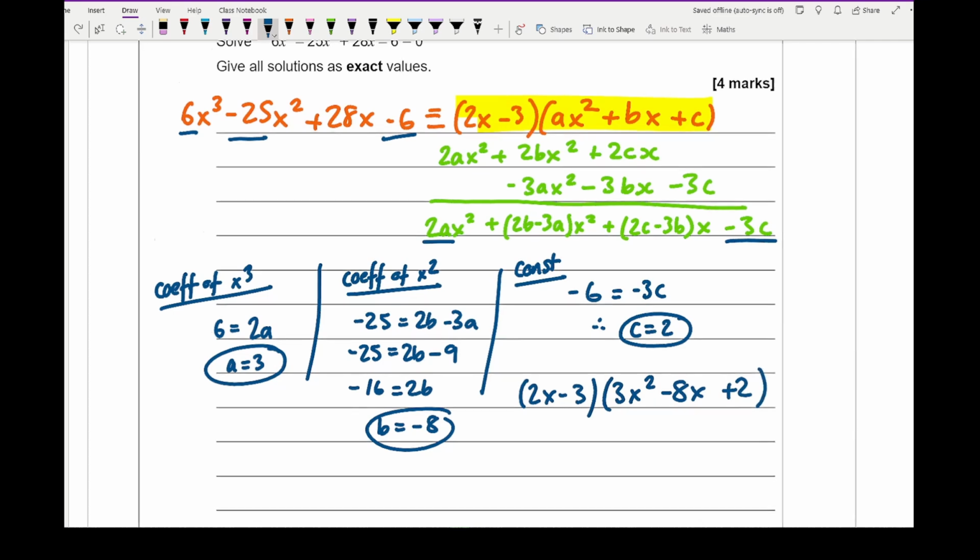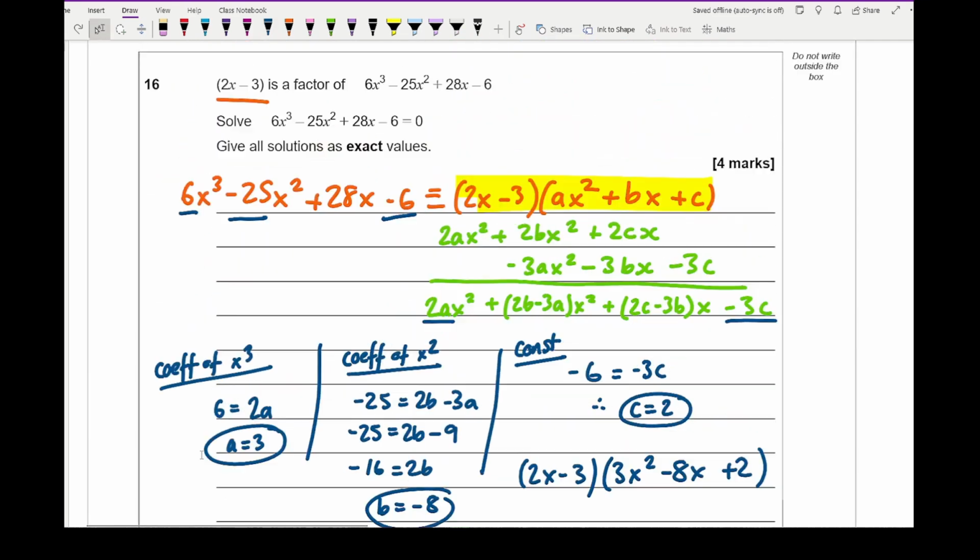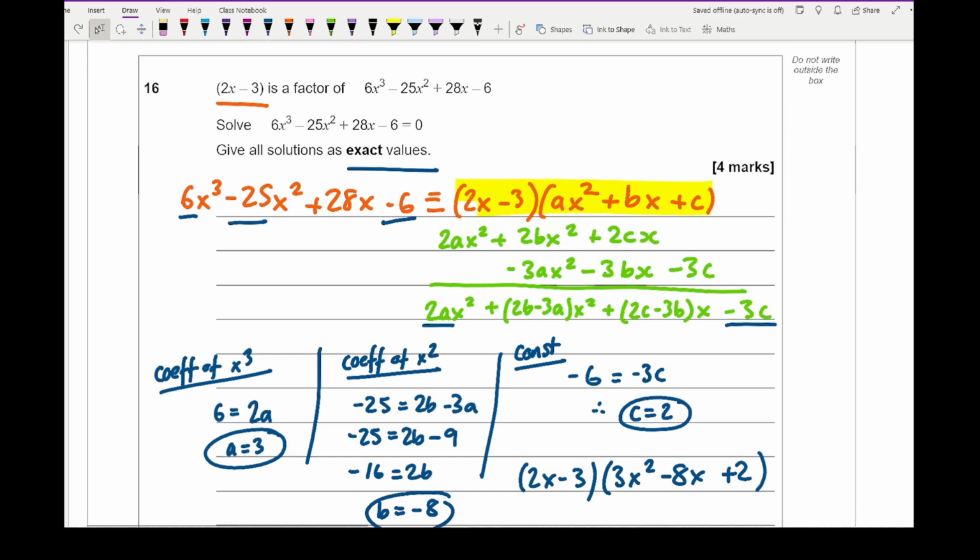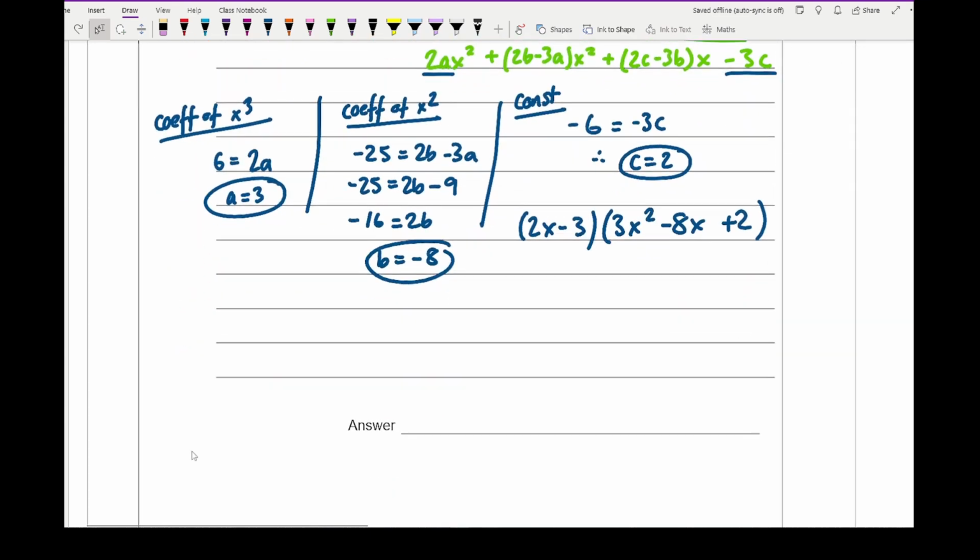Now from this, because it's saying find the exact values of x, what I then need to do is use the quadratic formula. So it's not going to factorize, I can tell you that now, because otherwise it won't. Exact values usually implies using surds. So using the quadratic formula on this, we get a equals 3, b equals minus 8, and c equals 2. And I'm going to assume that you know how to do that.